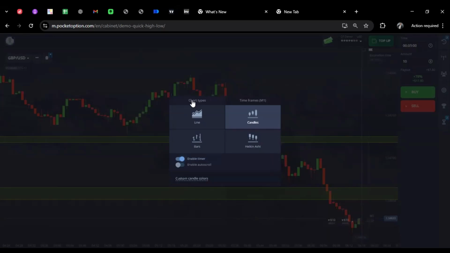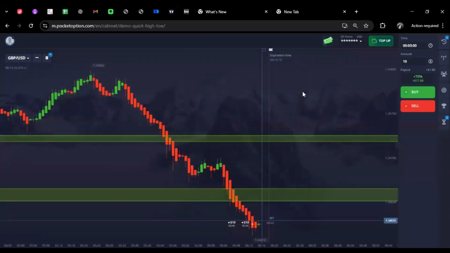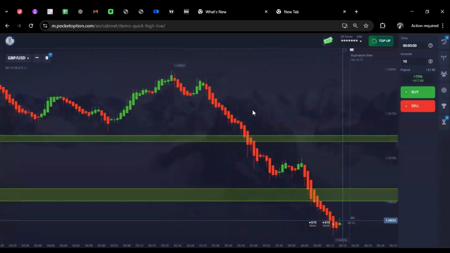If you set it up with Heikin Ashi candles, let's see. Okay. Now Heikin Ashi candles, they appear smooth, right? They appear smooth most times. They actually guide you, right?